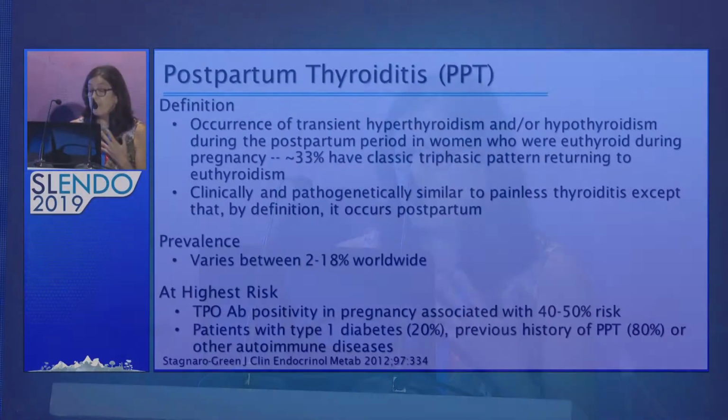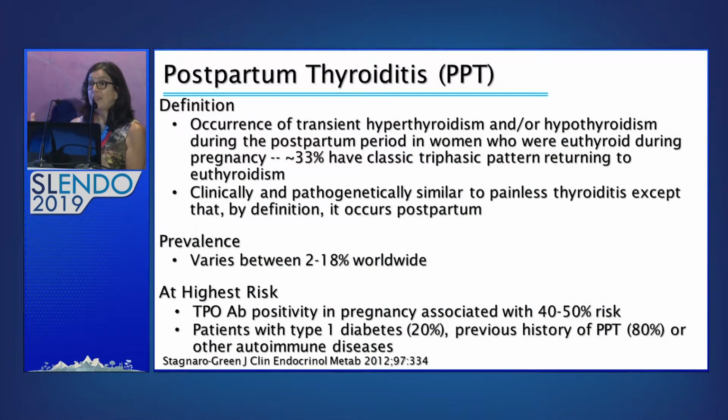Now, sometimes you don't see the classic thyrotoxicosis followed by hypothyroidism. About a third have that. But often you miss the thyrotoxicosis because it happens early after delivery, and you're catching the woman in the hypothyroid phase. This is the same as painless thyroiditis. So when you have a patient who has transient alteration of thyroid function, but hasn't just had a baby, except by definition, this occurs in the first year postpartum. So the definition is the 12 months after delivery.